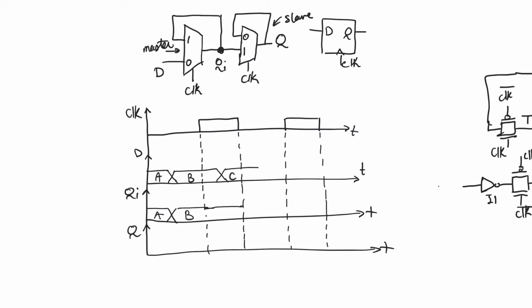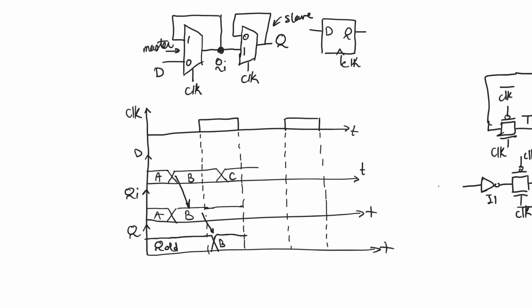So this is what's happening during the first period of the clock on the node QI. What's happening on the node Q? During the 0 phase of the clock, the slave latch is in opaque mode. It's keeping its old value, Q old. On the 1 phase of the clock, Q will take the value of QI. Therefore, on the 1 phase of the clock, Q will take the value B, because B is the value on QI. The change on D was moved to QI in the 0 phase of the clock, and the change on QI was moved to Q in the 1 phase of the clock.